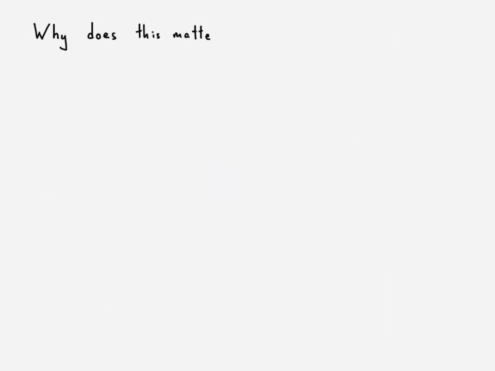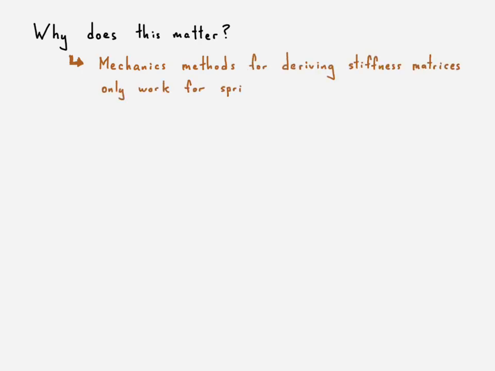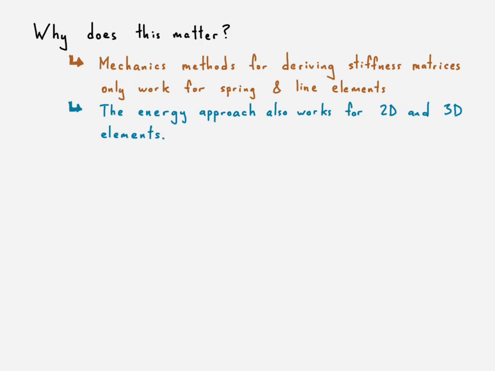Okay, so why does this matter? The mechanics methods that we used for our truss and beam elements, our frame elements, our springs, really only work for those. Moving on, we have to use the energy approach, and so we're going to use that for our 2D and 3D elements. There's actually another approach that we could possibly use, but for now we're just going to use the energy approach.